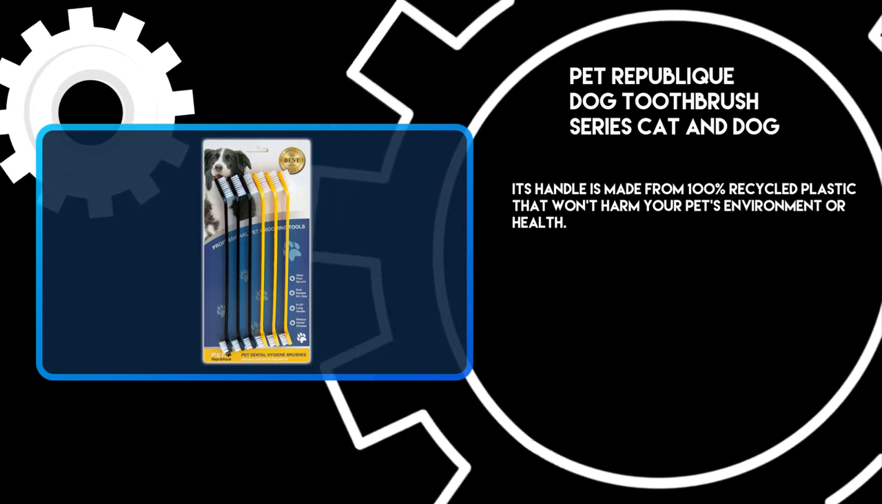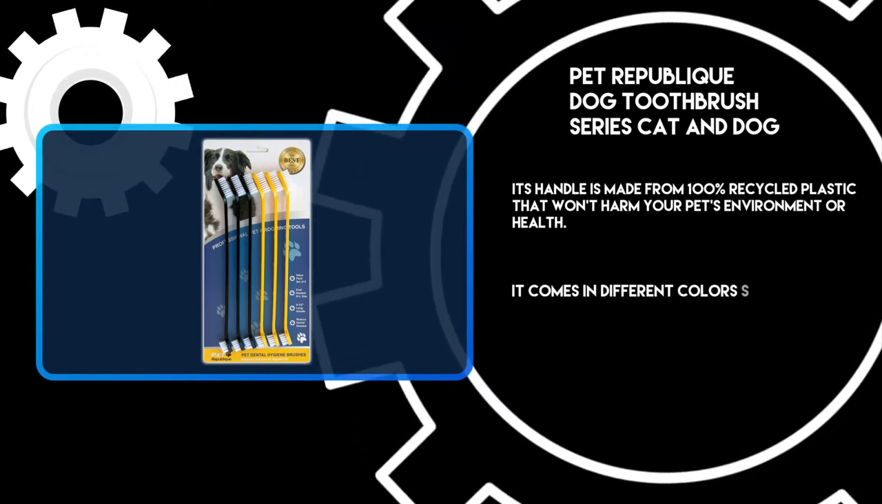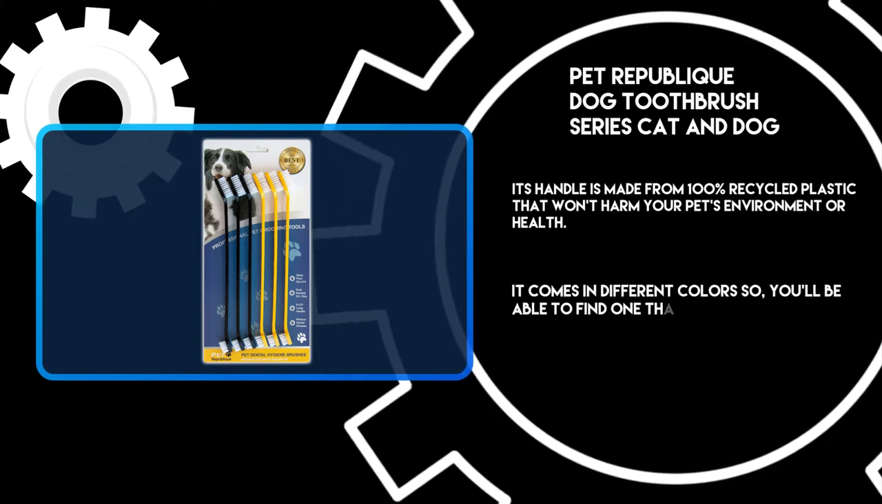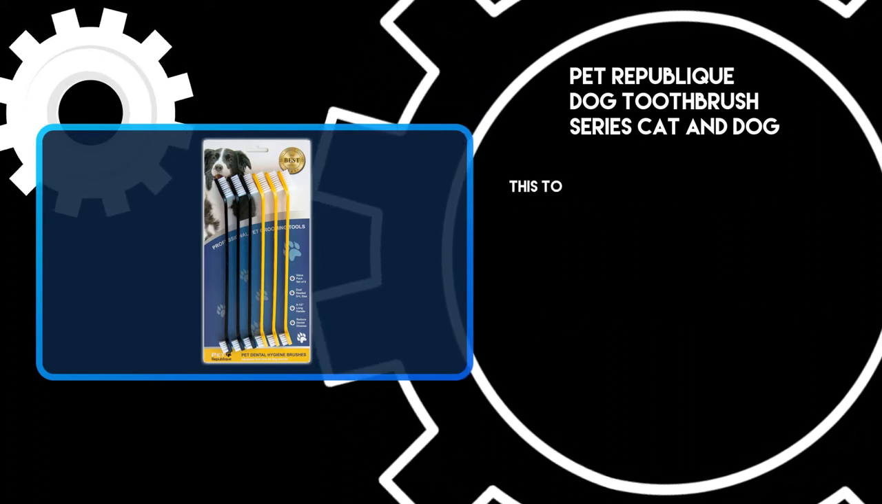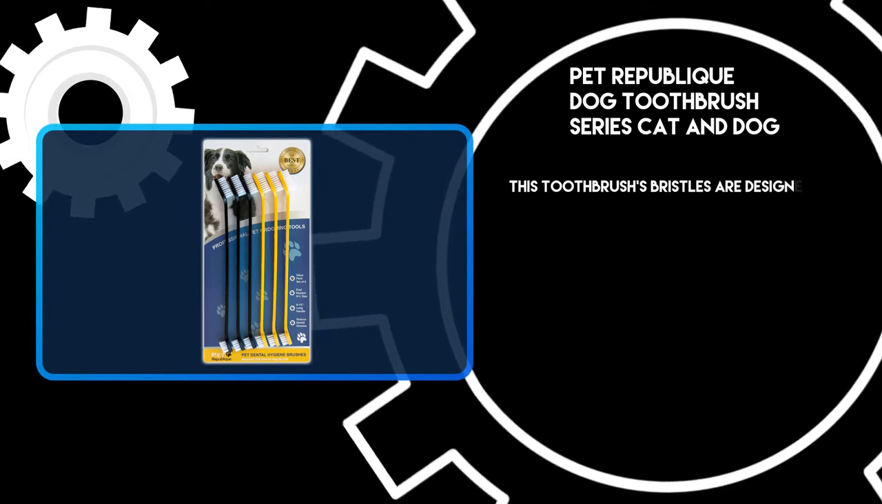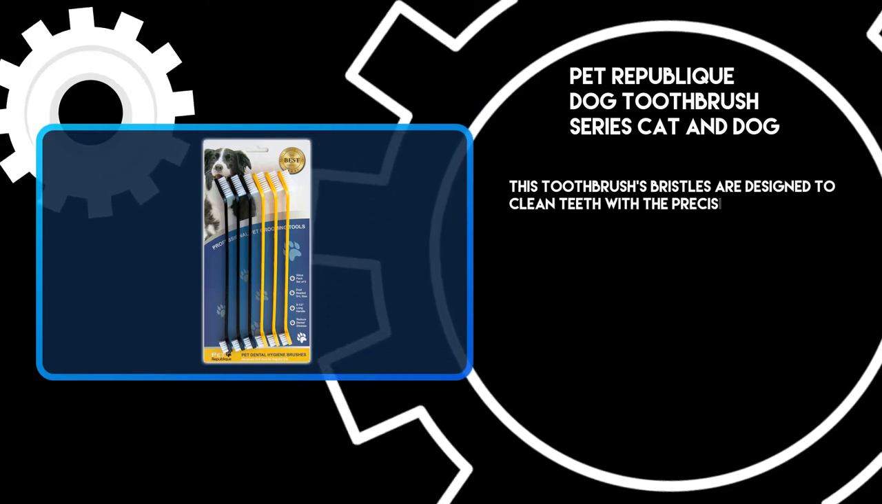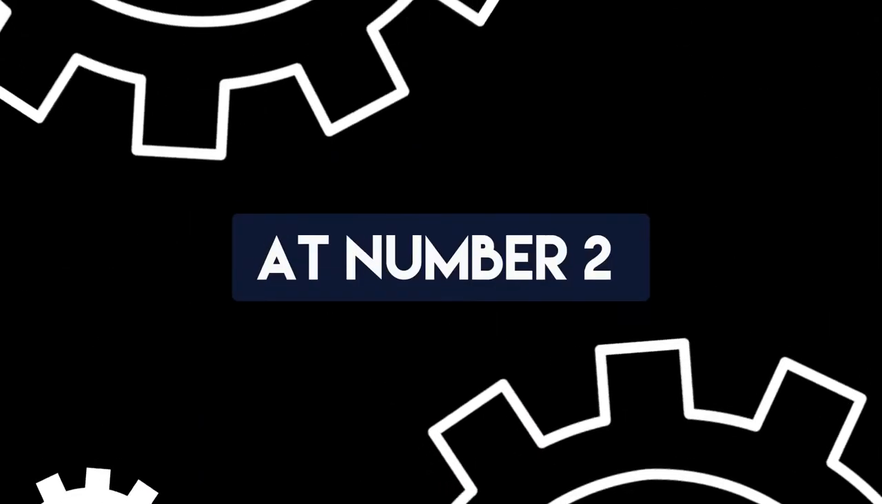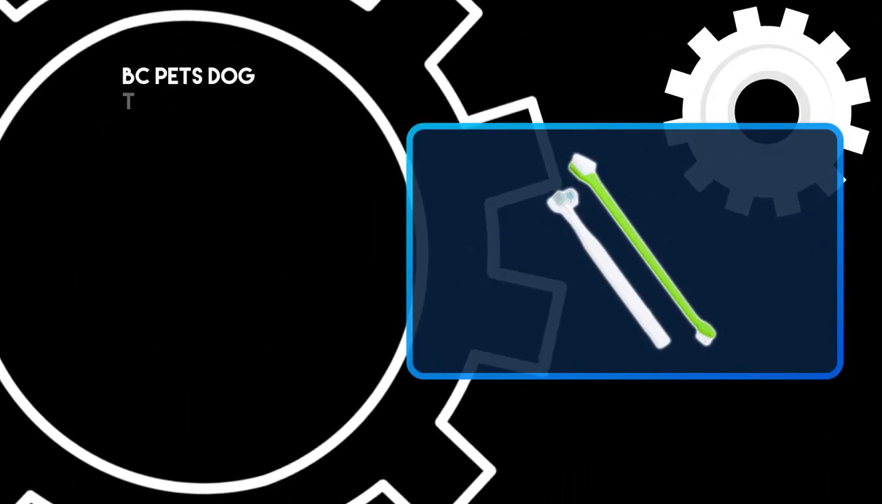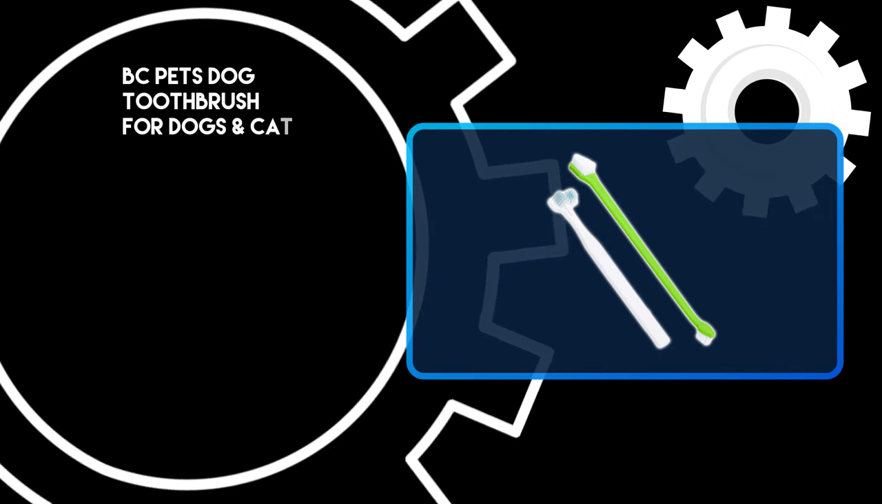touched. This toothbrush has a flexible neck that reaches back to the molars and can be used on both dogs and cats. It also features a rubber grip handle with finger holes, so you'll have an easier time holding on to it when brushing.